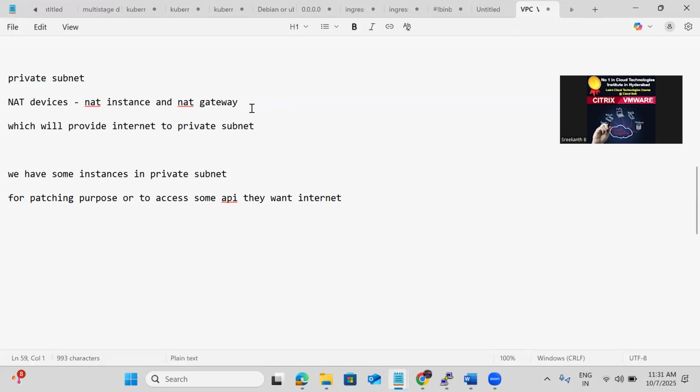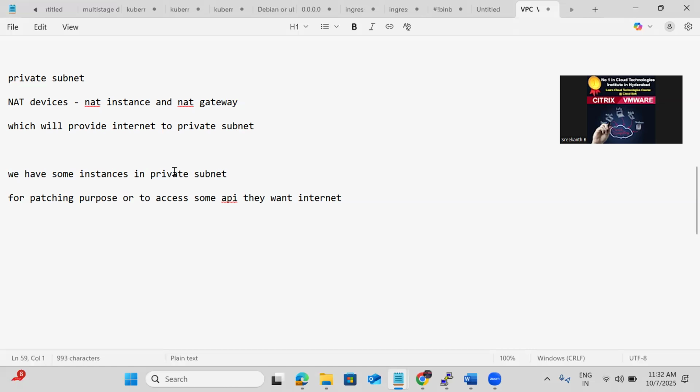Both have the same purpose. What is the purpose? To provide internet access to private subnets. What is the use case? For patching purposes or to access some APIs on the internet. They want the API access, so we need internet for that.